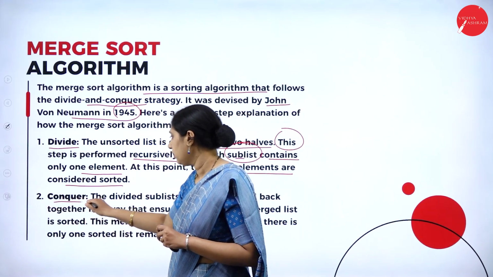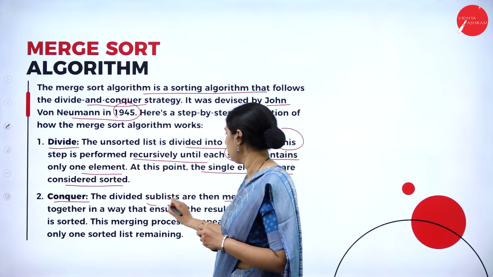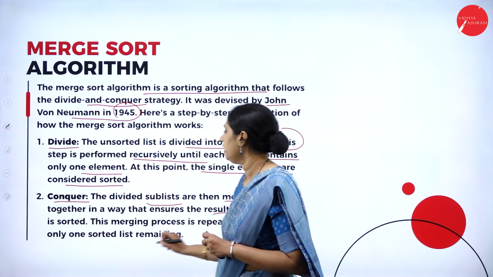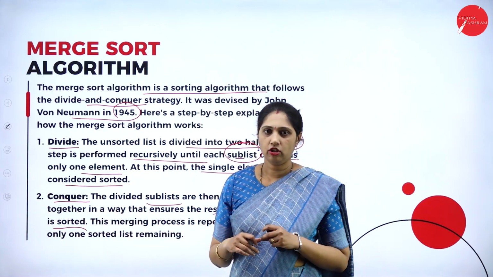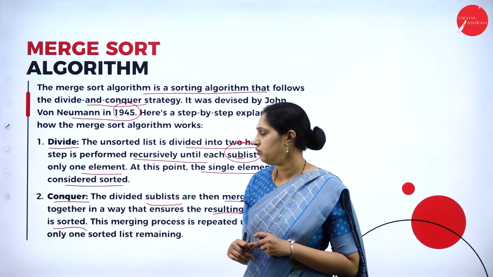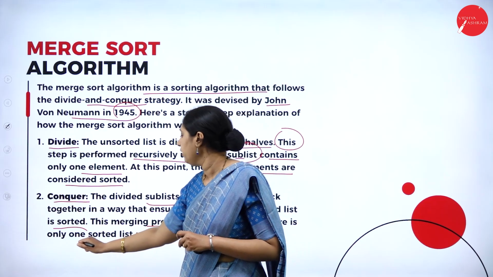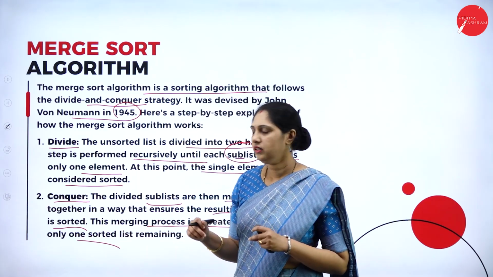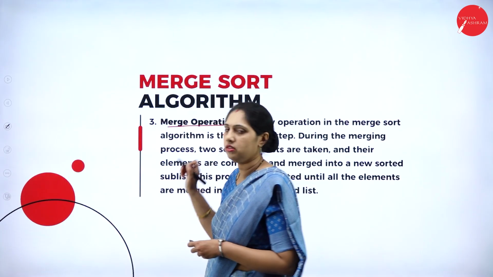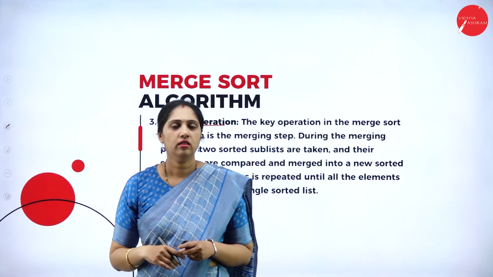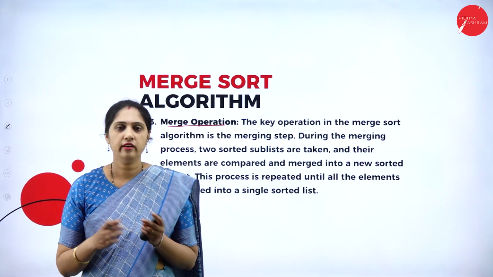So next is conquer. How to solve? The sublists are merged such that the resulting merged list is sorted. In such a way, we have to solve it. Until where is it repeated? Until there is only one sorted list. Until then, you have to repeat this conquer procedure. Next, the merge operation. We have already conquered, already solved the divided portions, say the left subarray and right array.